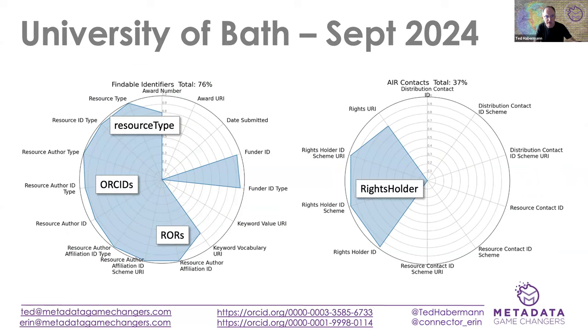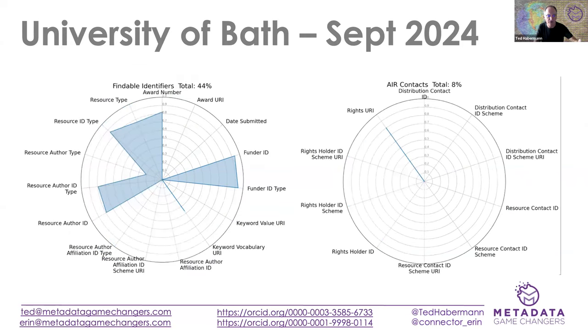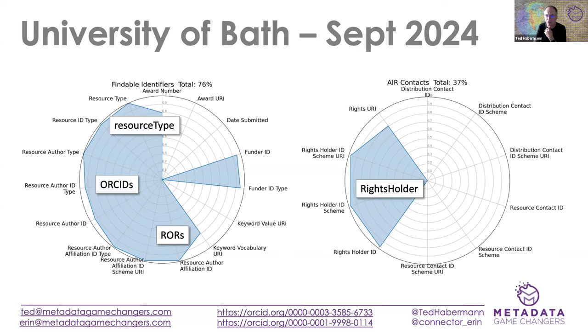So resource type, big increase in ORCIDs, big increase in RORs. We can go back and forth here, look at these again. And a big increase in the contact for the rights holder. So the rights holder is the organization that holds the rights for these data. So this is an increase in completeness of 13%. Bath, in addition to being the bright spot in terms of the snapshots for overall completeness, also is the largest increase that I found.